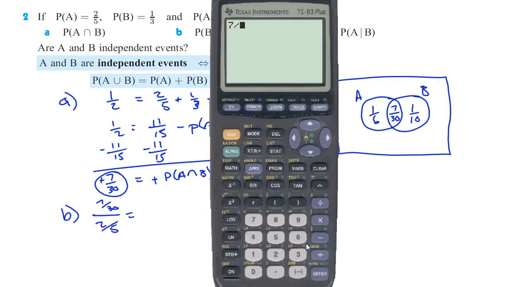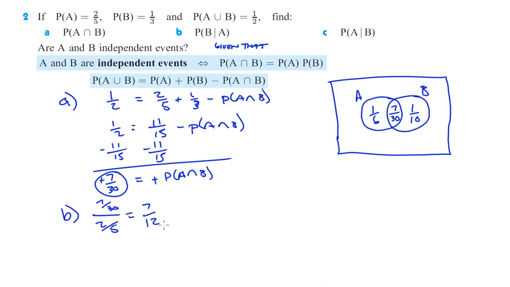So 7/30ths equals, and let's divide that by parentheses 2/5. Gives us that. And we do math, enter, and we get 7/12. Okay, for number 2, part B.